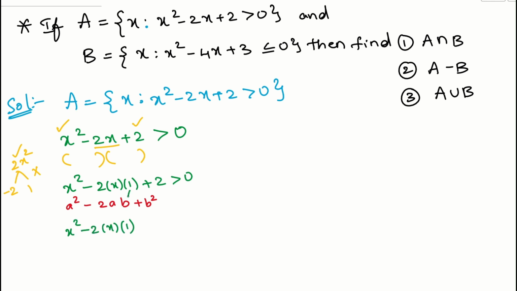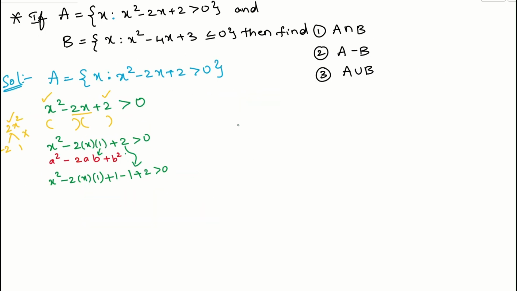What is b here according to our notations? 1 is our b, so we don't have 1. Simply try to add and try to subtract. Is it okay? So let us take plus 1 and minus 1, and 2 will be taken as it is. Is it okay? Any doubts up to here? If you have any doubts, you can ask me, right? If you take the first three terms, this is nothing but in the form of a square minus 2ab plus b square.